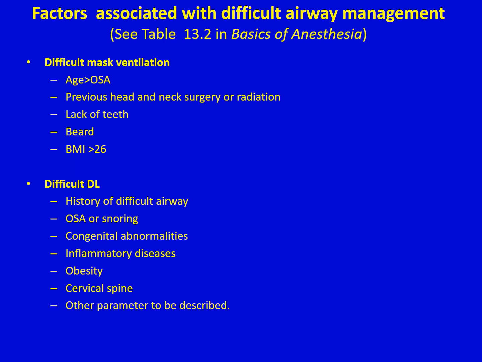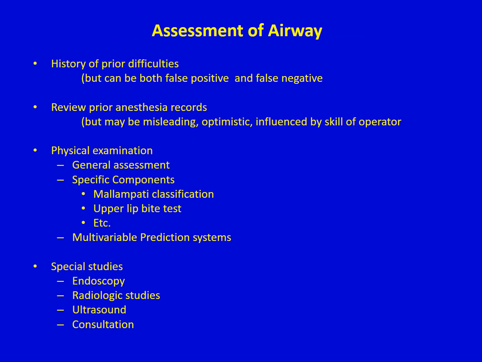On this slide, I've summarized some of the factors that are associated with difficult airway management, which are in Table 13 of Basics of Anesthesia. These are some of the risk factors for difficult mask ventilation and some of the risk factors for difficult direct laryngoscopy. The assessment of the airway starts with a history of prior difficulties, review of prior anesthetic records, the physical examination, including the general assessment and specific components, and finally, sometimes specific studies like endoscopy or radiologic studies.